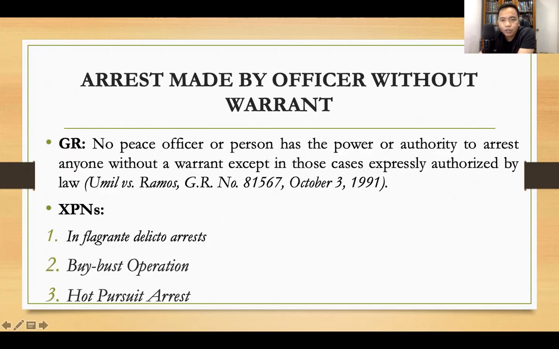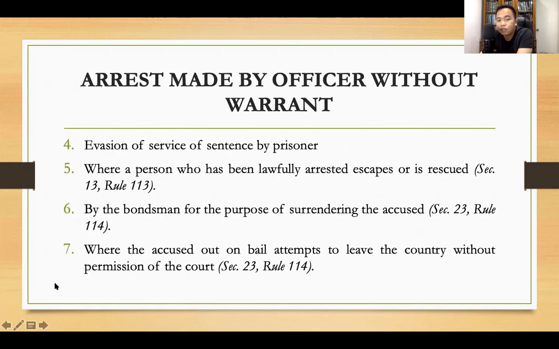Arrest made by officer without warrant. As a general rule, no officer or person has the power or authority to arrest anyone without a warrant except those expressly authorized by law, such as in flagrante delicto arrest. So Section 5 of Rule 113: bypass operation, hot pursuit arrest, and then evasion of service of sentence by a detention prisoner, where a person who has been lawfully arrested escapes or is rescued by the bondsman for the purpose of surrendering the accused, where the accused out on bail attempts to leave the country without permission of the court.